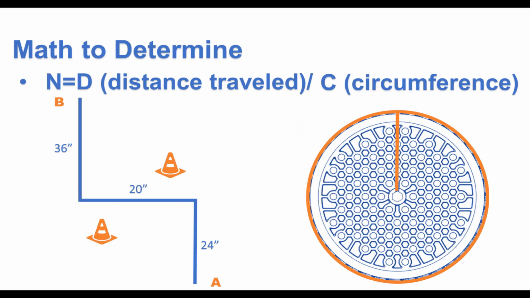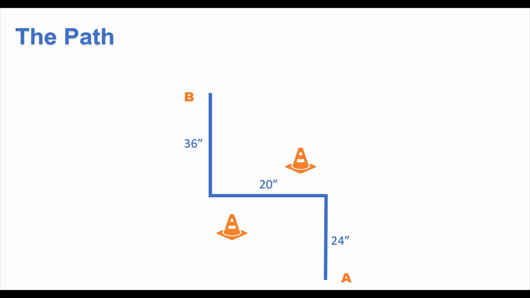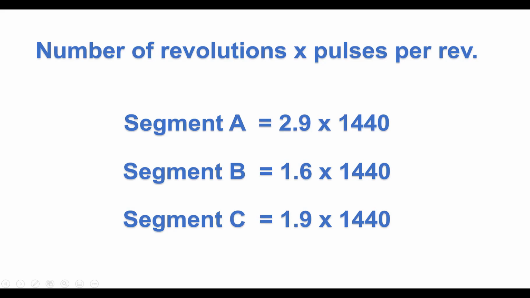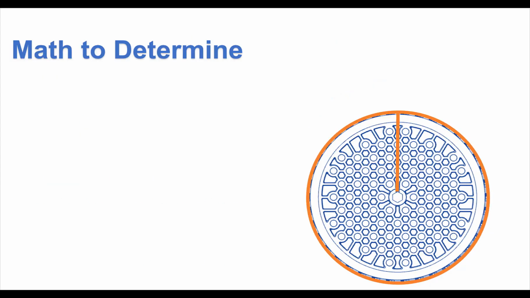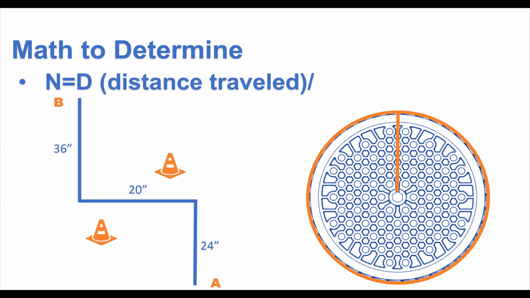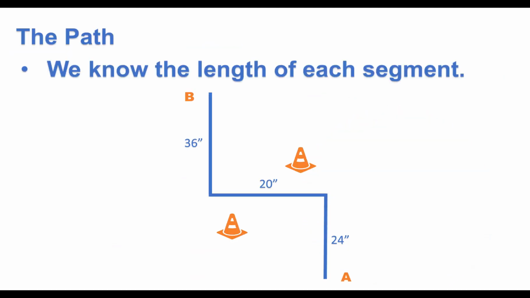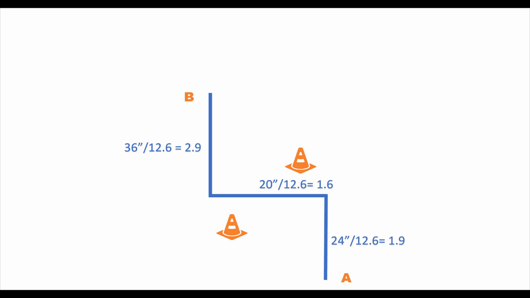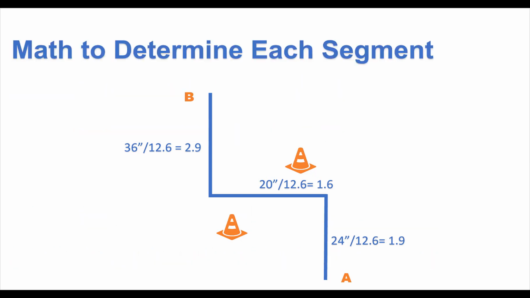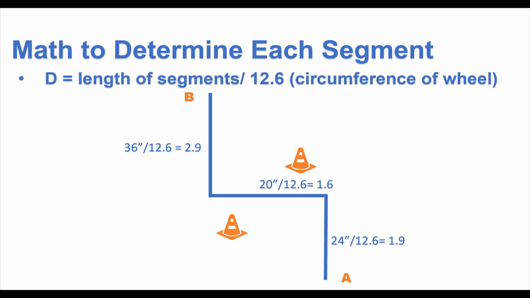Let's look at the math. We need to determine the distance traveled divided by the circumference to get the number of revolutions. Then, we need to multiply the number of revolutions by the pulses per revolution, which we know is 1,440. So n equals distance traveled divided by circumference. D equals the length of our segments divided by 12.6, the circumference of the wheel. Here are the calculations for all three segments. We have what we need to solve problem number 1.